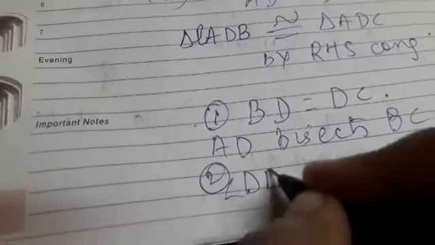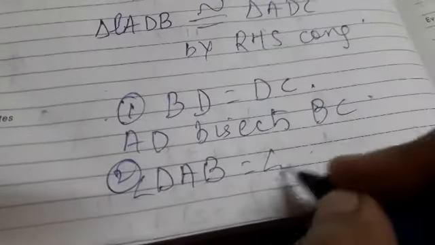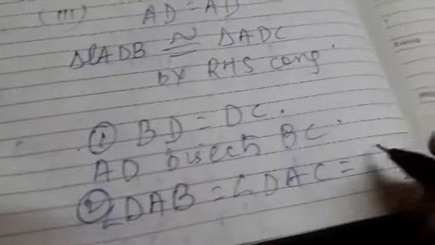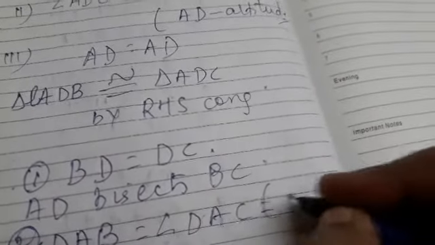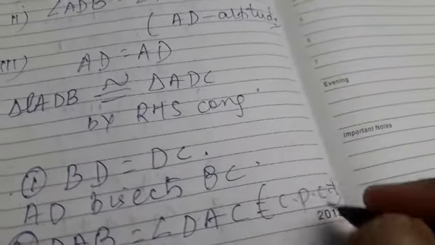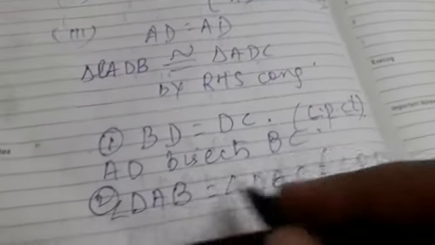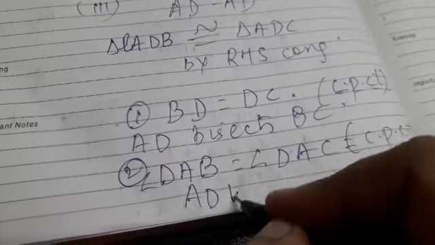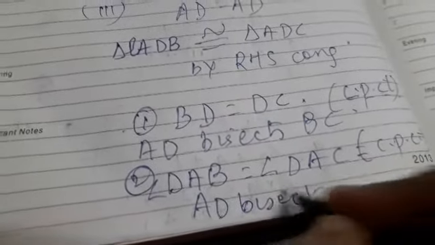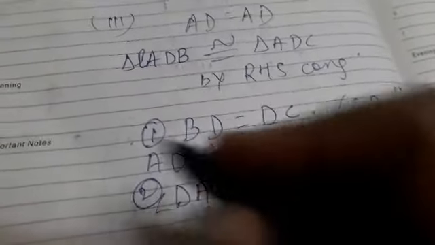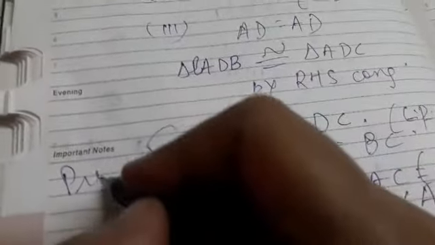Angle DAB is equal to angle DAC, and the reason will be CPCT. Here also the reason will be CPCT, corresponding parts of congruent triangles, and we can therefore write AD bisects angle A. So this is what we had to prove, and so this completes your question number 2.